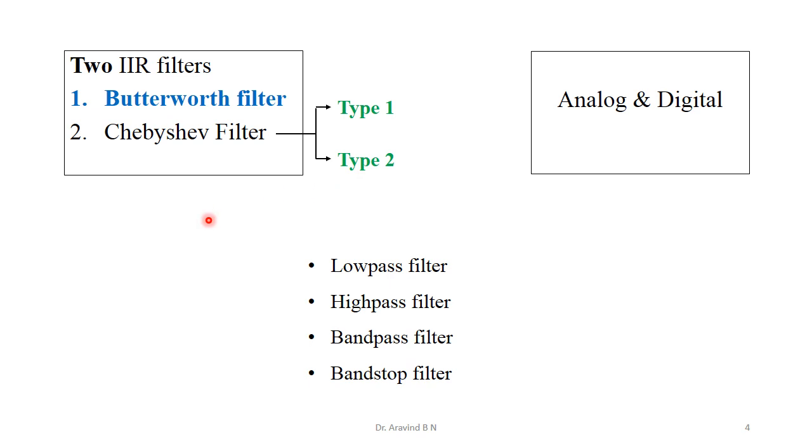Now let us go through the types of IIR filters. Basically there are two types. The first one is the Butterworth filter and the other is the Chebyshev filter. Within the Chebyshev filter there is type 1 and type 2. In both of these we can study the analog as well as the digital filters, and also the variations like low pass, high pass, band pass and band stop filters. As a part of this module we are going to study only the Butterworth filter representation.